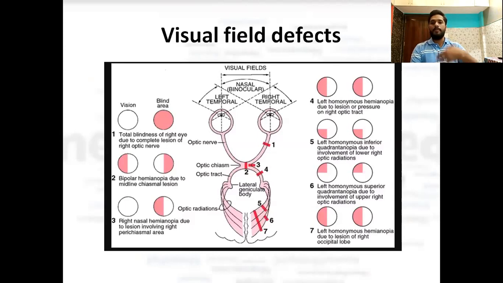So if the upper optic radiation has been injured, the upper side will be the blur side, or the vision which is lost. Now the thing is, once again, if the right side is affected, right optic radiations are affected, the left side of the blindness will be occurring, right? Now seventh is the left homonymous hemianopia due to lesion of the right occipital lobe. If the occipital lobe is getting defected, the lesion will be seen on the other side. This was about the visual field defect.